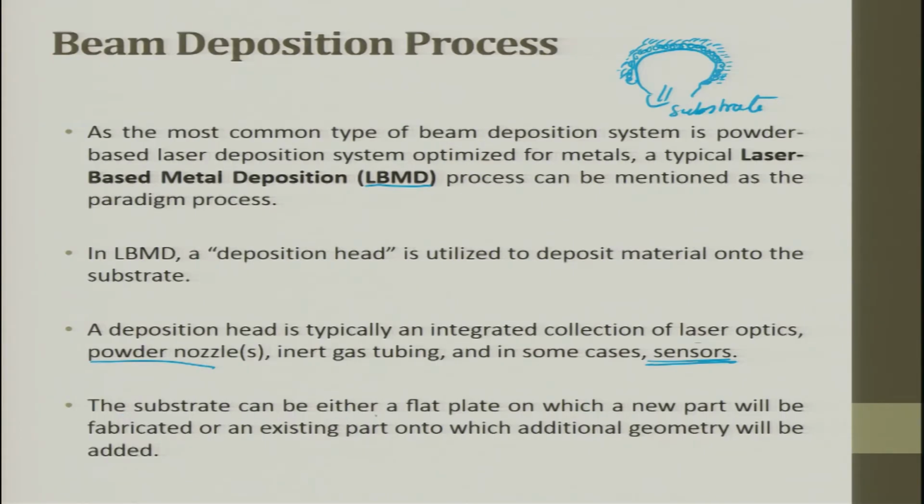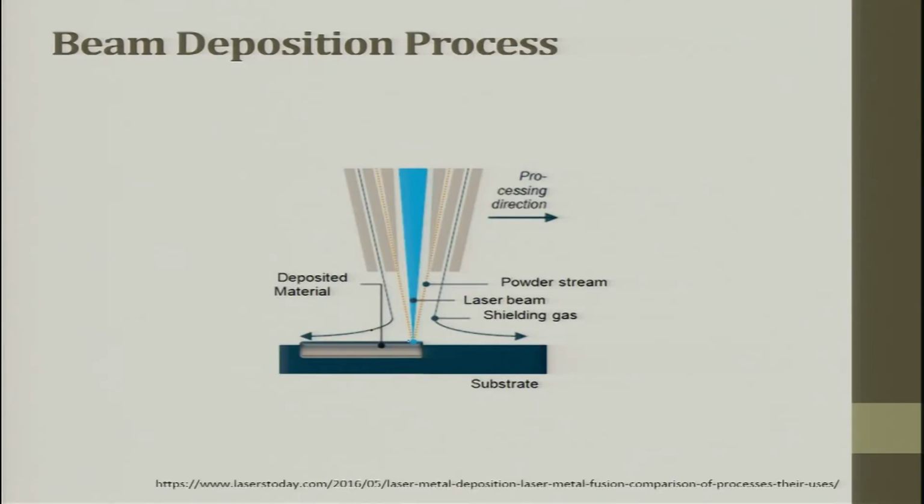The substrates can either be flat plates, where a new part will be fabricated, or an existing part on which additional geometry will be added. So, this is what I said here. You can see here one material, you can see the second material, you can see two different materials. So, you can have functionally graded materials there. So, it is used for laser cladding or laser deposition.